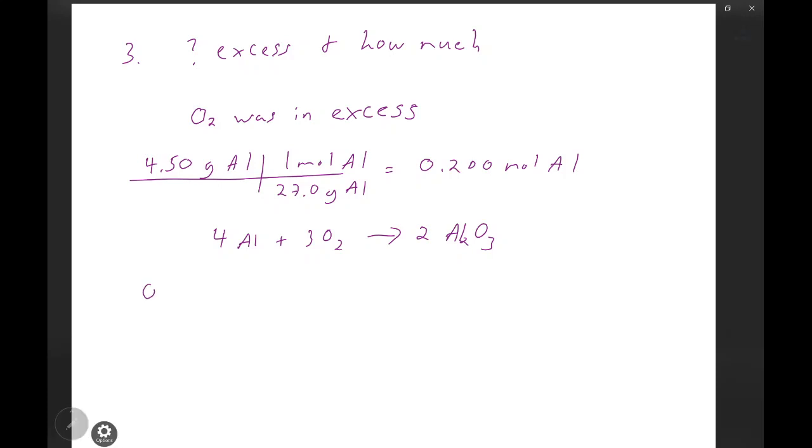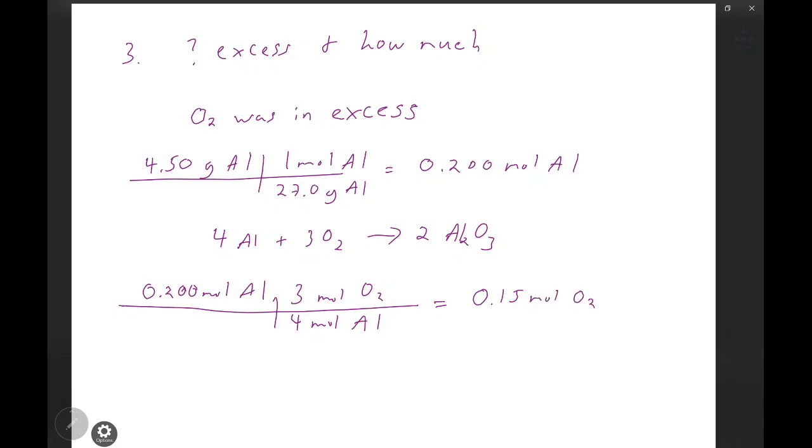So we'll say, okay, I have 0.200 moles of aluminum. How does that react with my oxygen? Well, for every 3 moles of oxygen, it takes 4 moles of aluminum. Okay, so as it turns out, we need 0.15 moles of oxygen.